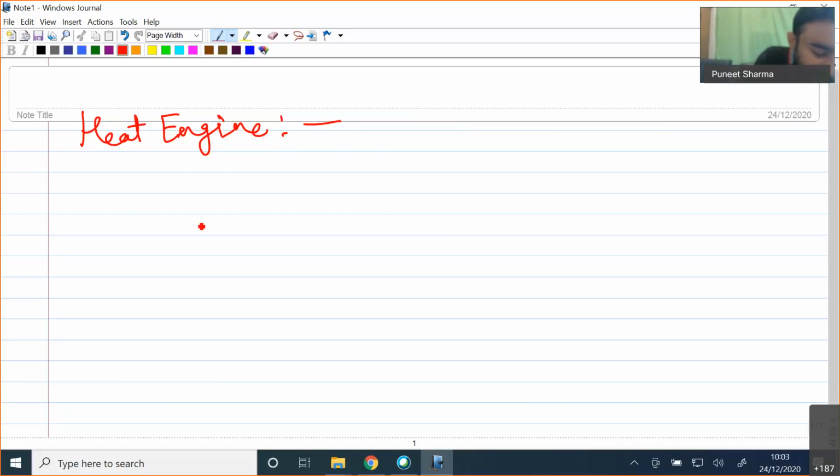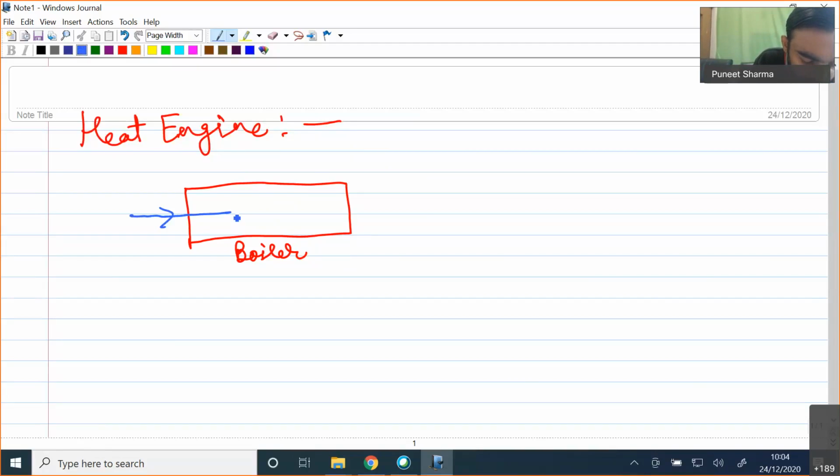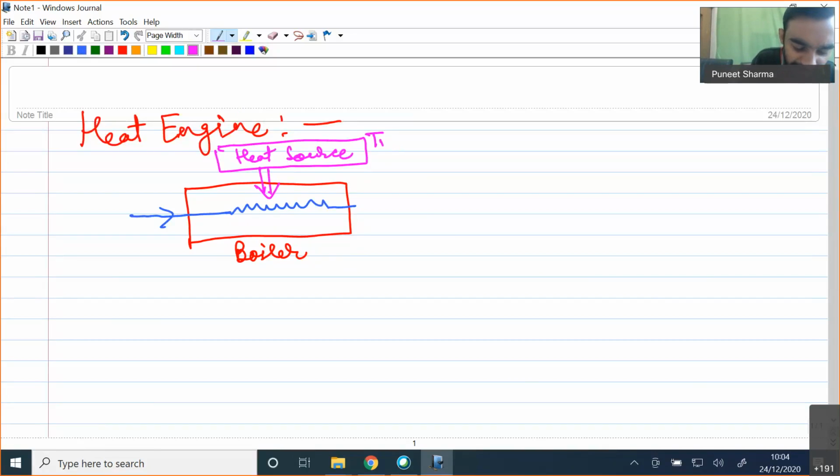We will have one heat exchanger, and that heat exchanger we call our boiler. We supply some working fluid into the boiler, and this boiler is connected to some source of heat. Over here we will have a heat source, which will be supplying a certain amount of heat. Let us consider that this heat source is maintained at temperature TH, and the amount of heat it is supplying is say Q1.